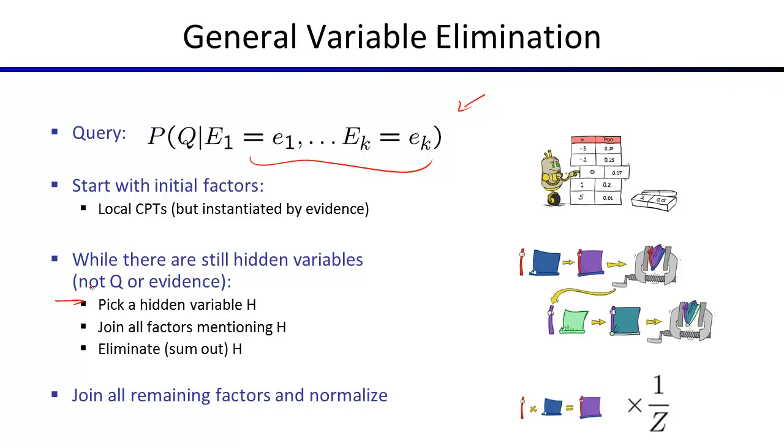Any ordering of hidden variables is valid. Any ordering will give you the answer to the query that you're asking. But some orderings will lead to very big factors being generated along the way, and some orderings might be able to keep the factors generated along the way very small. And so that's where your algorithm can be smart and can say, well, let's find an ordering such that factors generated along the way are as small as possible, because that will keep the computational load low.